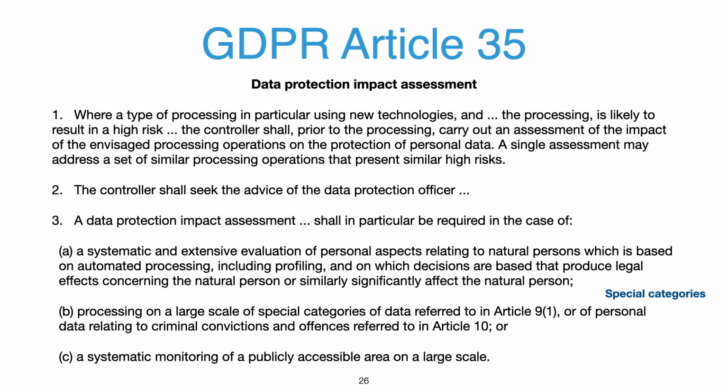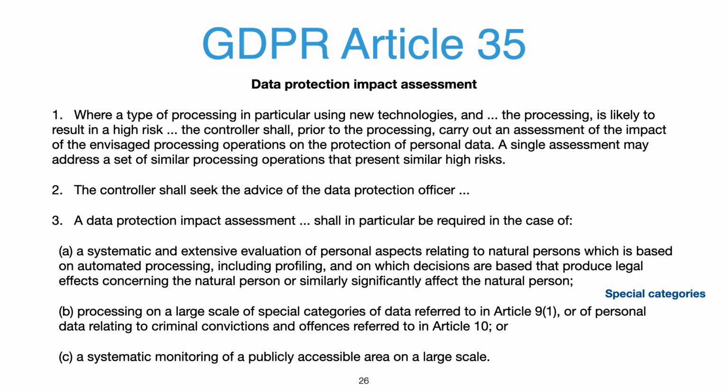You'll also need an impact assessment if there's going to be processing on a large scale of special categories of data referred to in Article 9.1. Now those are the ethnic origin, sexual orientation, religion categories, those highly sensitive ones that you really want to stay clear of if at all possible. Or if you're processing information about criminal convictions, then you'll need a data protection impact assessment too.